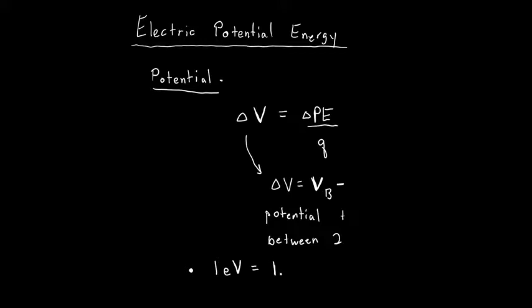This is equal to 1.6 times 10 to the negative 19 coulombs, the fundamental charge, multiplied by 1 volt. So in taking the fundamental charge, basically an electron, we take the absolute value of that to get the electron charge to be positive, and we send it through a potential difference that's going to be equal to 1 volt. And this is going to give us some energy, 1.6 times 10 to the negative 19 joules.